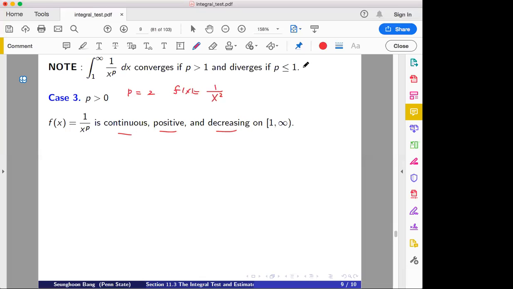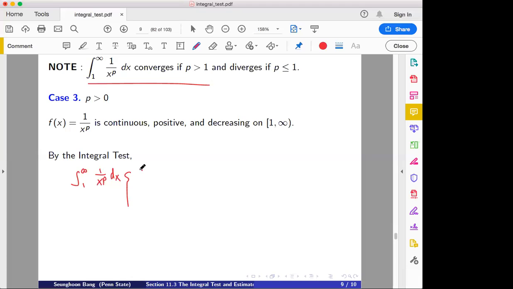In this case, we can use the integral test. What's the integral test? Here, the improper integral from 1 to infinity of 1 over x to the p, we calculate this one. If the improper integral is convergent, the series is convergent. If the improper integral is divergent, the series is divergent. We can use this result. So we have two possible answers: convergent if p is greater than 1, and divergent if p is less than or equal to 1.